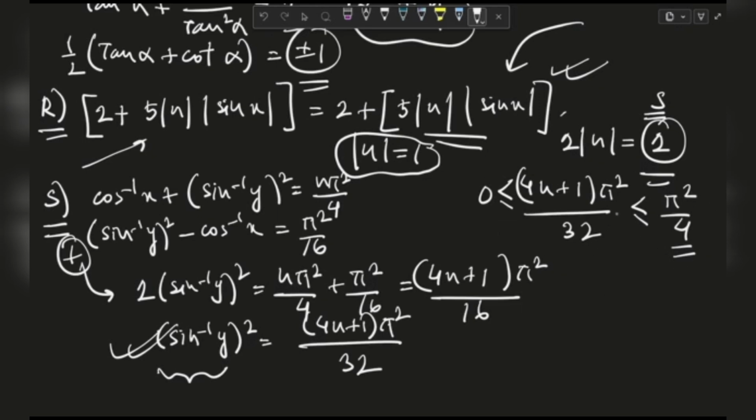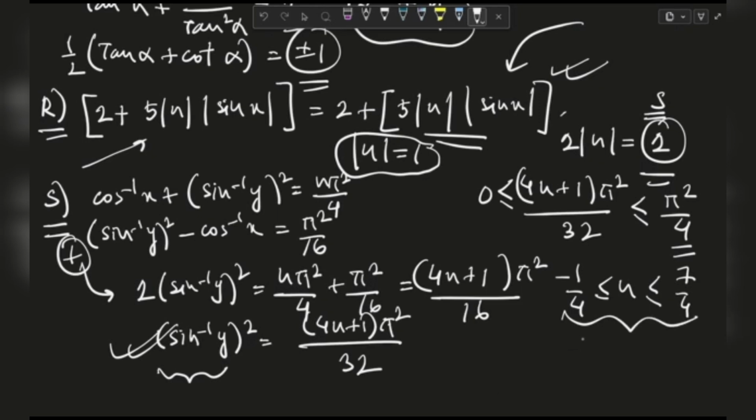And now if you manipulate this, pi squared gets cancelled everywhere, so minus 1 by 4 less than or equal to n, and from here, pi squared cancelled, 4 and 8 will give 8, so 4n plus 1 less than or equal to 8, and I guess 4n less than or equal to 7, so n less than or equal to 7 by 4.